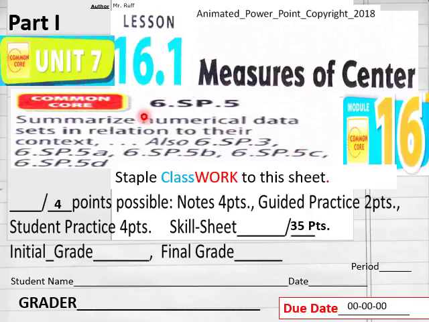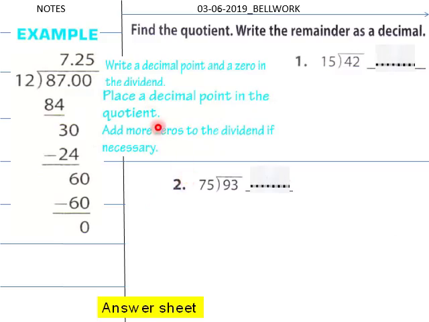16.1 measures of center. Here's the standard. This is the beginning of a chapter in statistics, numerical data. There are 35 points of classwork and 4 points of note taking. Here is our bell work.